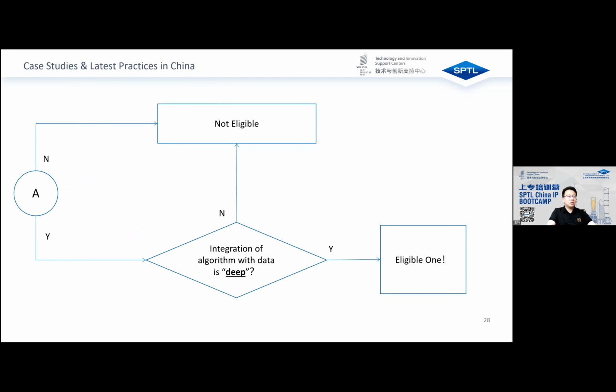In the next step, whether the integration of the algorithm with data having technical meanings is deep or not is determined based on both claims and description. If not, the solution is not an eligible one as well. But if the answer is yes, the solution could be considered eligible. Okay, next, let's have a review on what the term deep means.